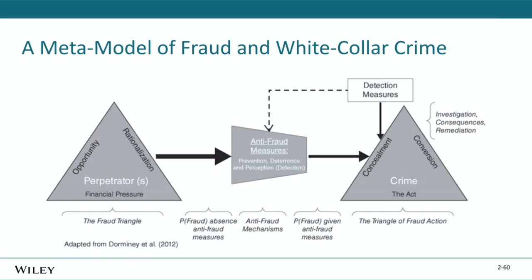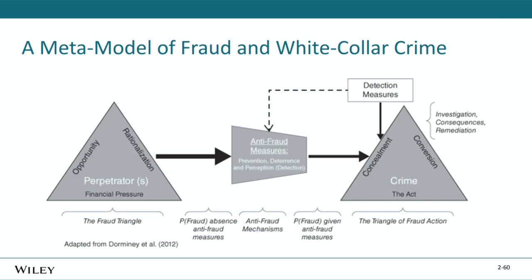So here on the left, you've got the classic fraud triangle, where the perpetrator has opportunity, rationalization, and financial pressure. Then on the right, the triangle of fraud action: the act itself, the concealment, and the conversion. In the middle, you've got the anti-fraud measures.